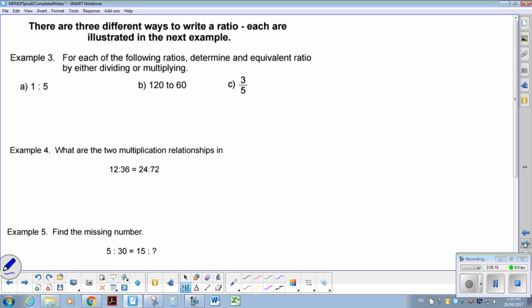On to the next one. There are 3 different ways to write a ratio. Each are illustrated in the next example. So in example 3, there are 3 forms.